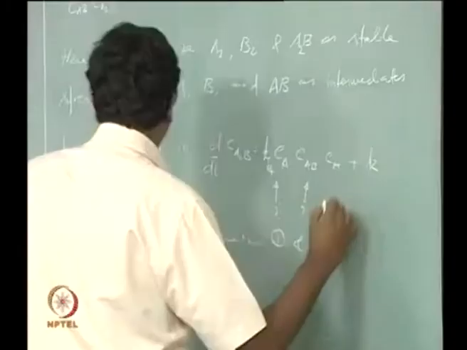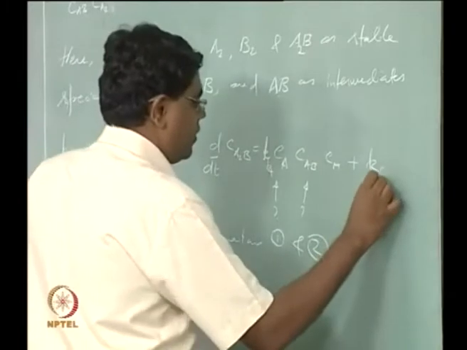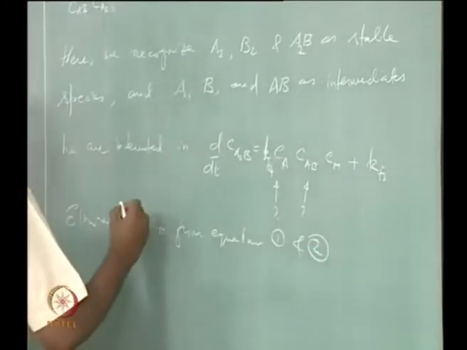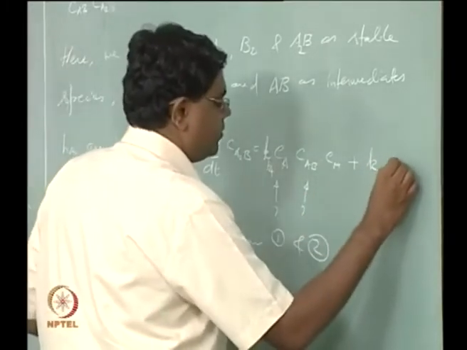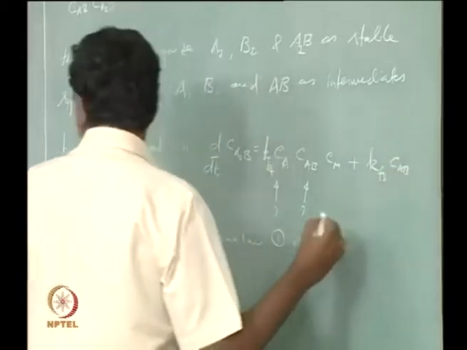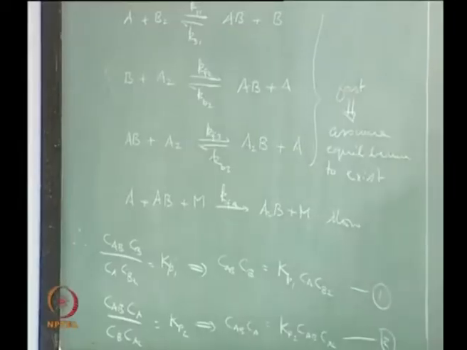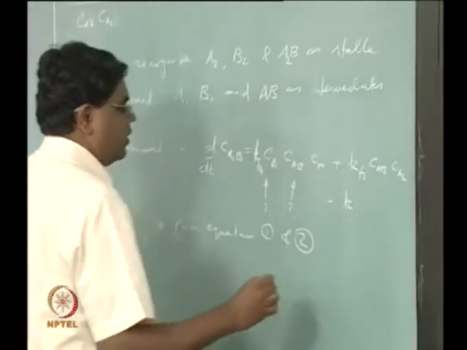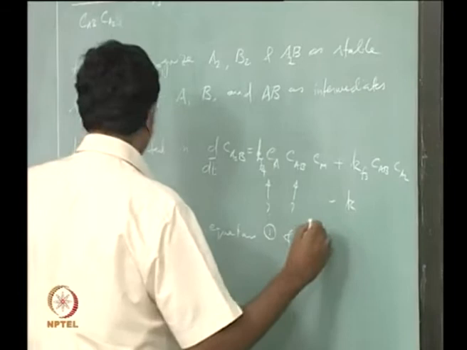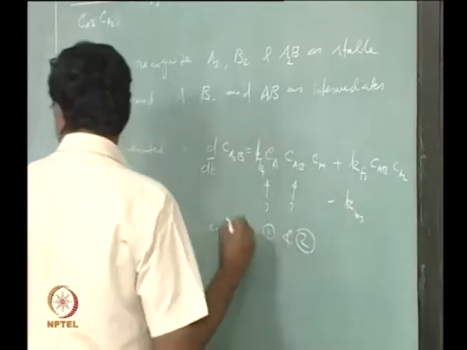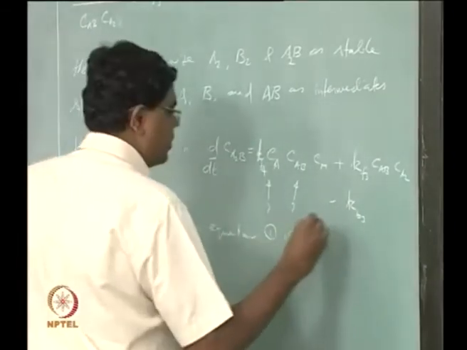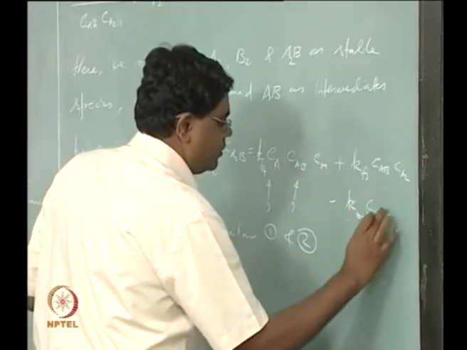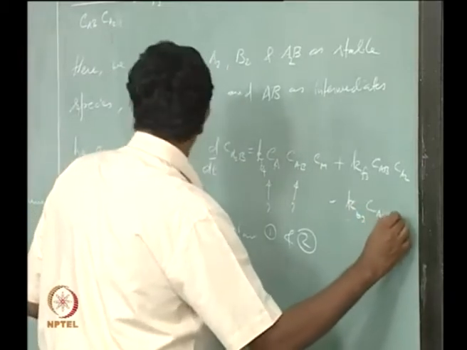Plus KF3 that's being produced in the forward reaction, CAB, CA2, minus KB3, CA2B, CA.